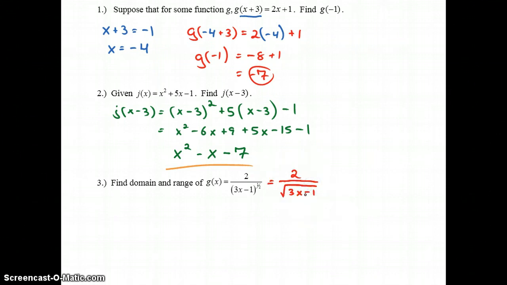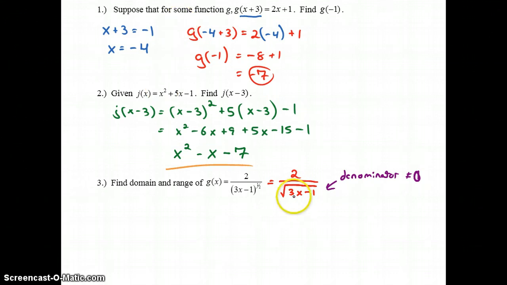So, a couple things that make this function break. When the denominator is 0. So I got to make sure that the denominator is not equal to 0. Otherwise, it'll be undefined. I can't put in an x that makes the denominator equal to 0.